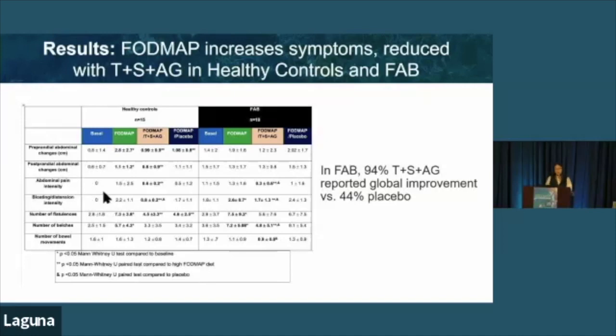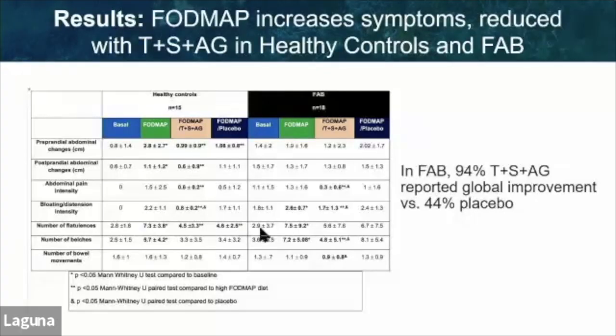So here on the left of the table, I'm having trouble controlling my mouse. On the left is the healthy control data. And what you can see here is that with the high FODMAP diet, there were measurable increases in the abdominal perimeter, belching, and flatulence. When they combined the high FODMAP diet with the active treatment, this helped to prevent that increase in abdominal perimeter distension and pain intensity, as well as flatulence.